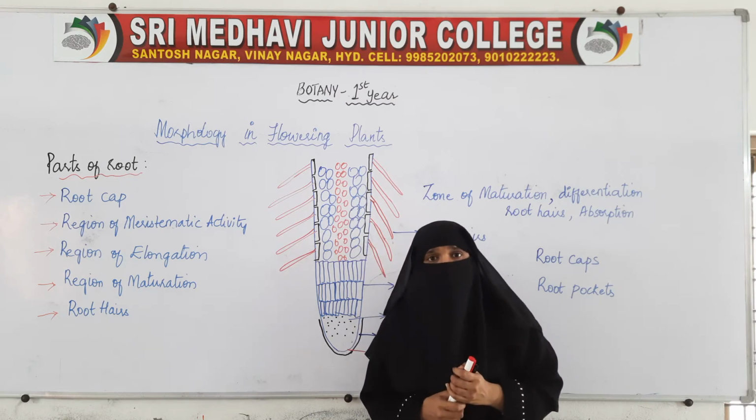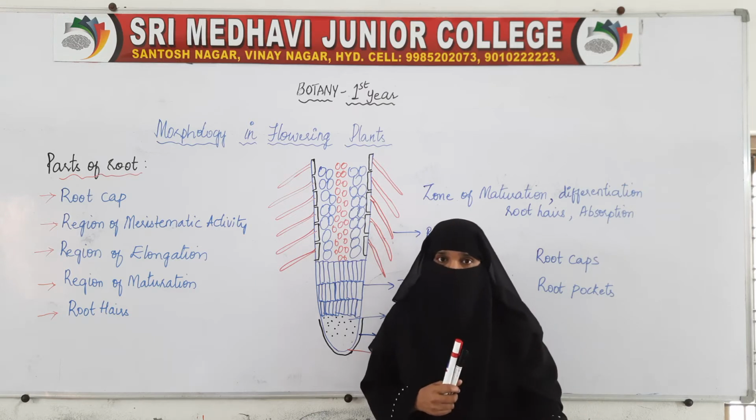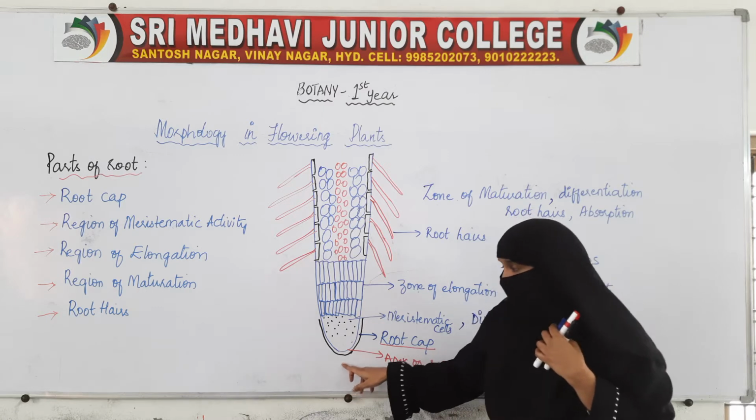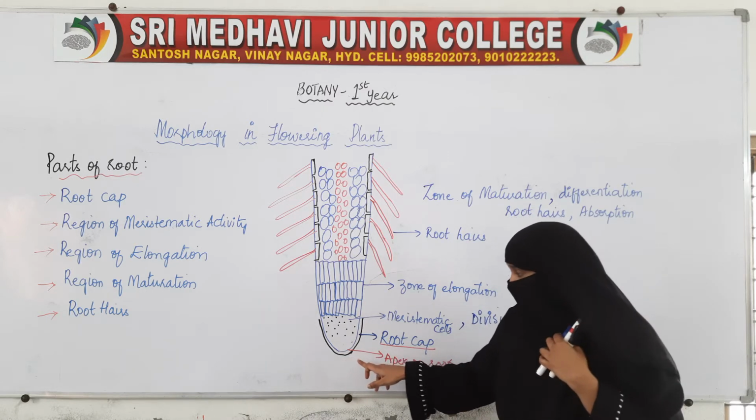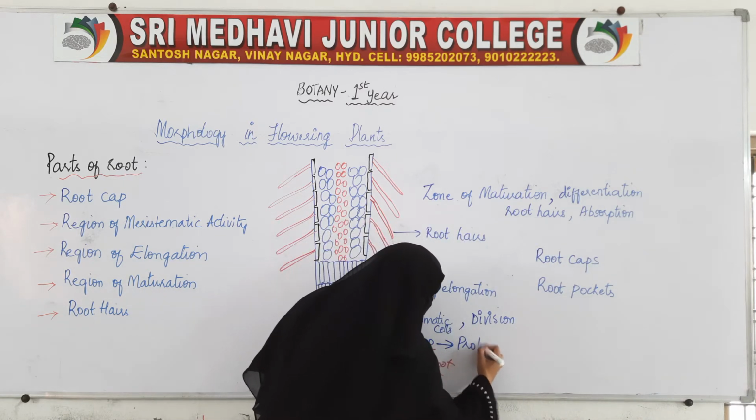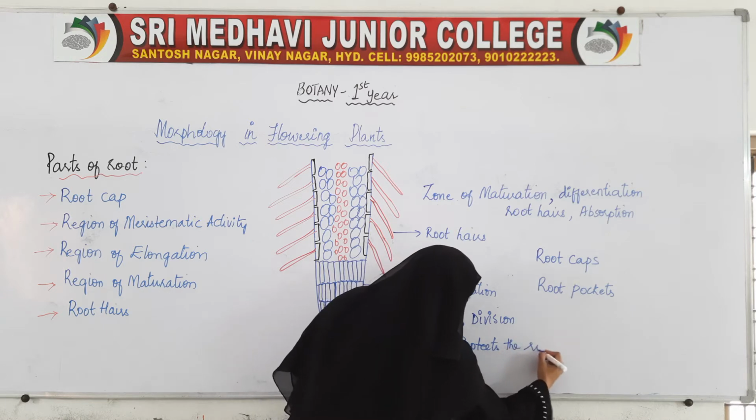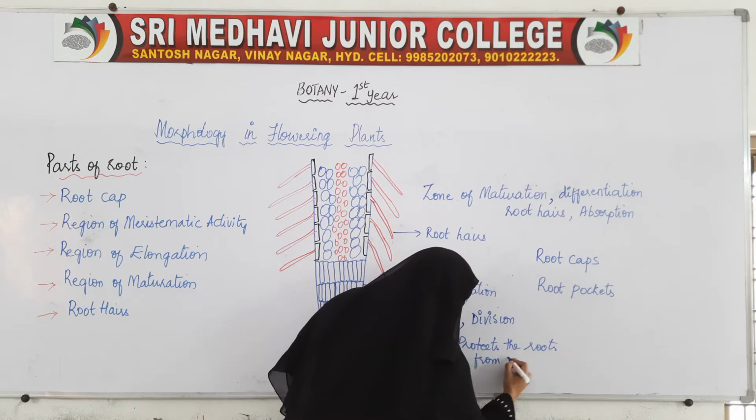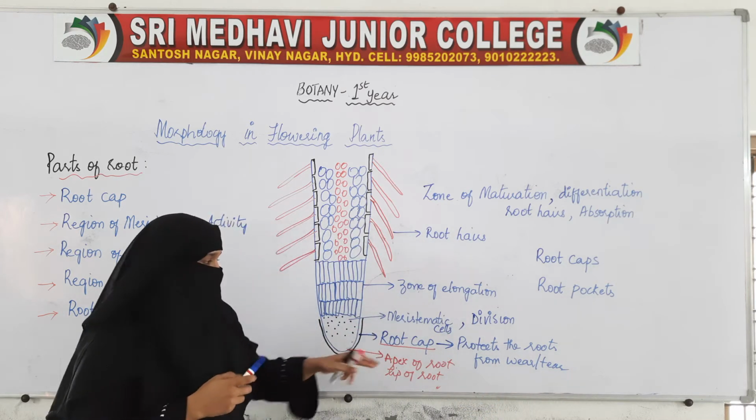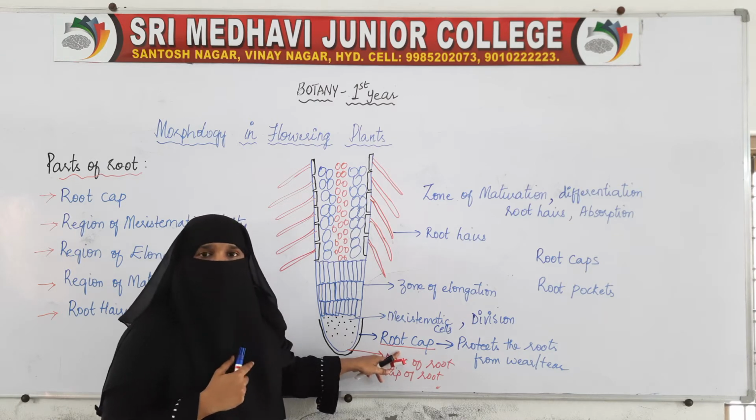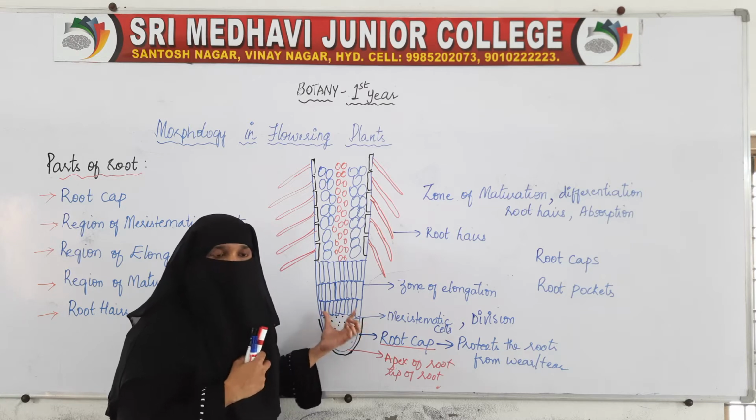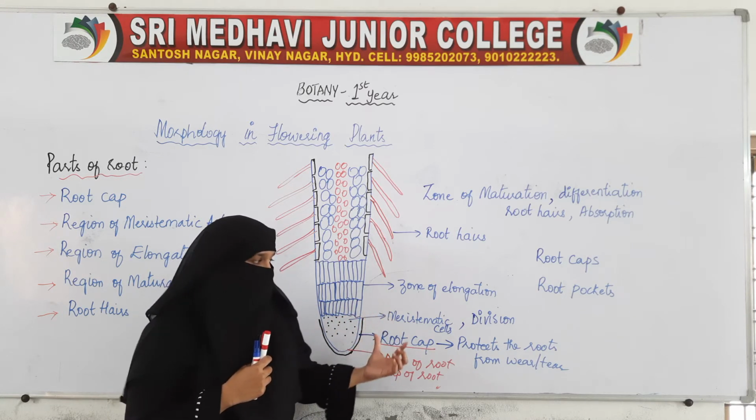So to protect the root from wear and tear while going downwards in the rough surface, the roots have a cover called the root cap. It protects the roots from wear and tear. The major function of the root cap is to provide protection to the root, especially the meristematic part of the root, where we have rapidly dividing cells.